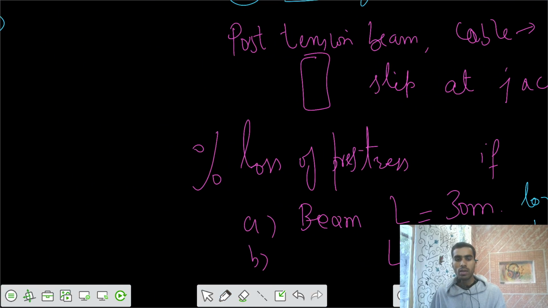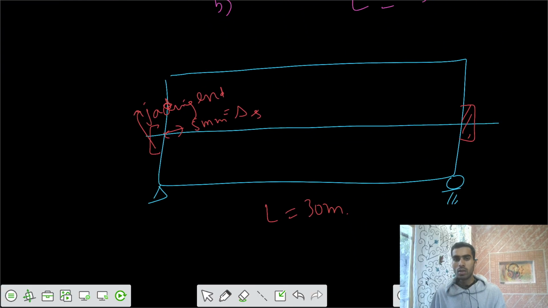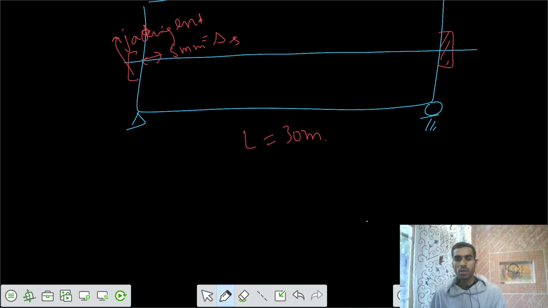There is also data given for the steel. Es is equal to 210 kilonewton per millimeter square, the modulus of elasticity for your steel wire. Now what is the stress loss? The loss of stress is equal to the strain lost into the modulus of elasticity.